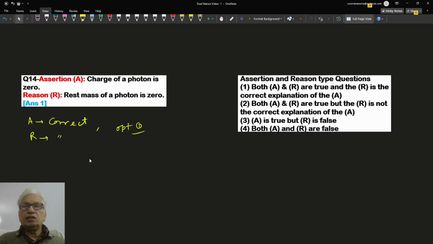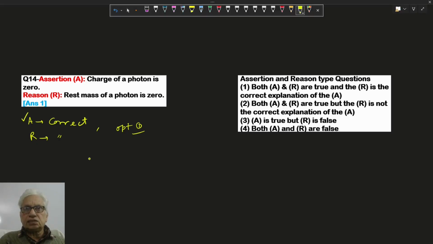Option A is correct. Here in this question, the charge on a photon is 0. Yes, it is a neutral particle, so the assertion is correct. And the rest mass of a photon is 0, so it cannot have any charge. The reason is also correct and it is explaining why photons are neutral, with no charge.